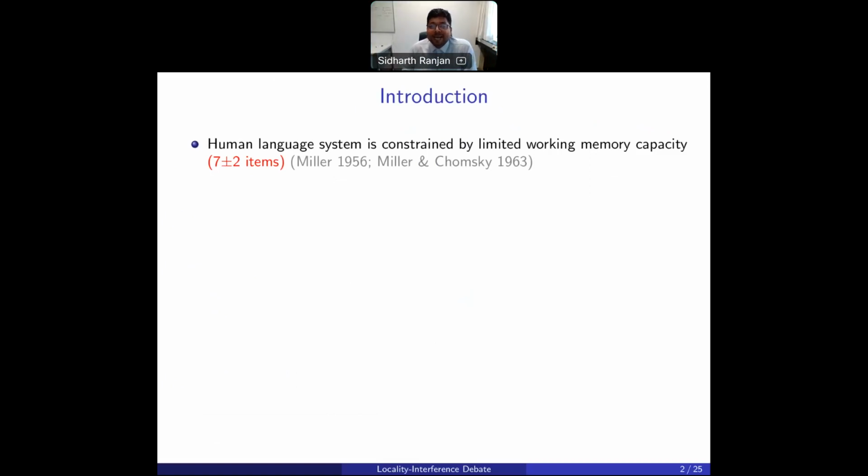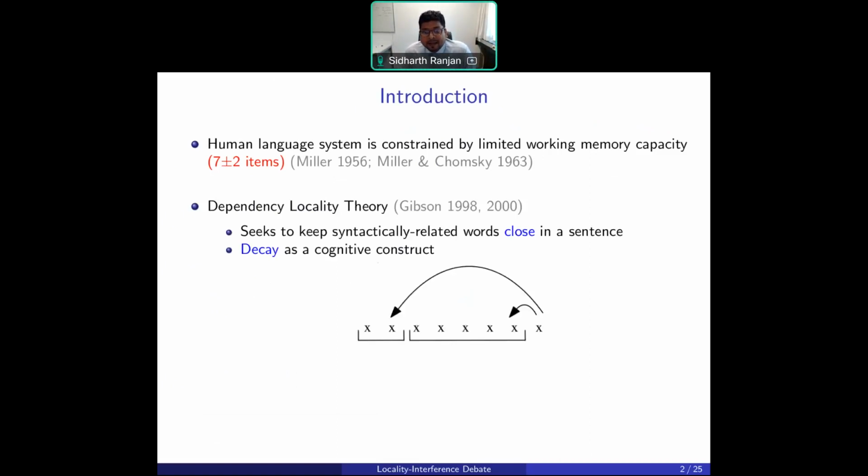So locality is the claim that syntactically related words in a syntactic structure need to be placed as close as possible within a sentence in order to overcome memory pressure. This has been formulated in the dependency locality theory, which argues that the distance between syntactically related words determines the retrieval difficulty, which in a way explains the comprehension difficulty in the sentence.